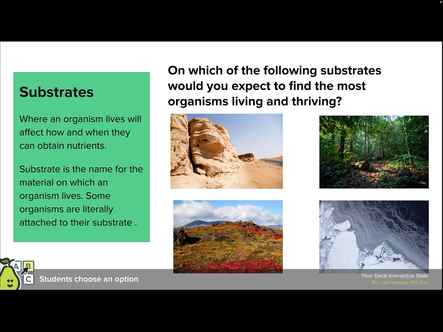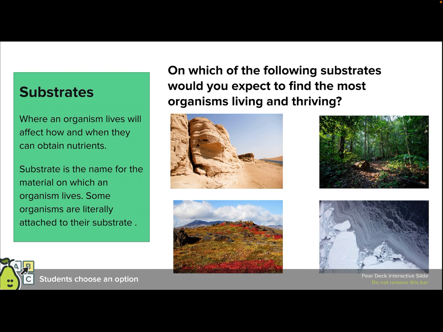The last topic in this section is substrates. Where an organism lives will affect how it can obtain nutrients. Substrate is the name for the material on which the organism lives. Some organisms are literally attached to their substrate, like moss growing on a rock or a tree. So the rock and the tree would be the substrate. That's where the moss exists.